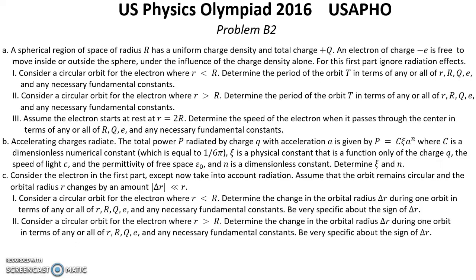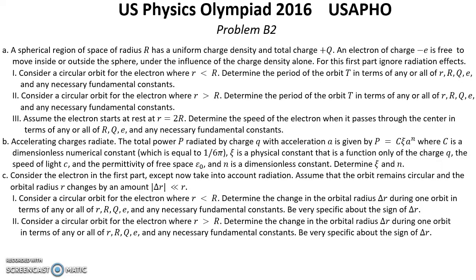Question 1. Consider a circular orbit for the electron where small r is less than big R. Determine the change in the orbital radius delta r during one orbit in terms of any or all of small r, big R, q, e, and any necessary fundamental constants. Be very specific about the sign of delta r.